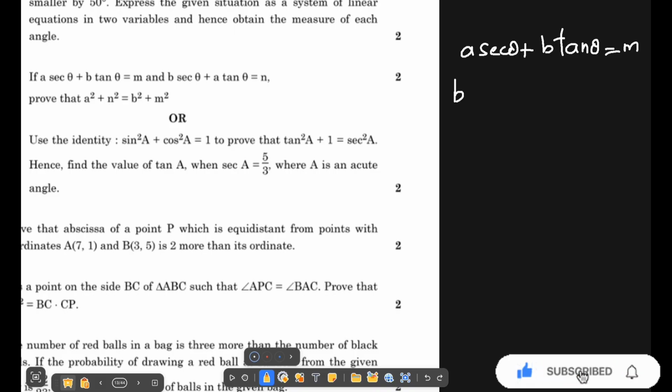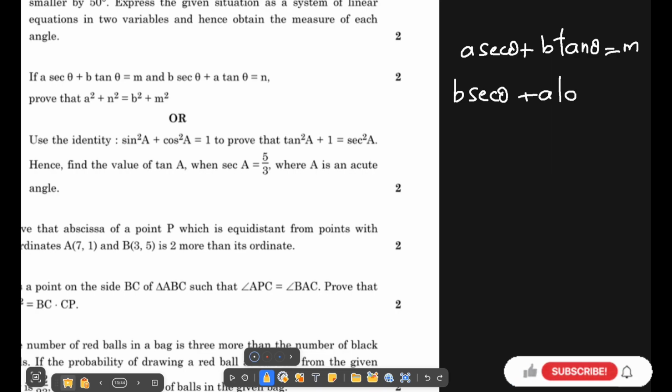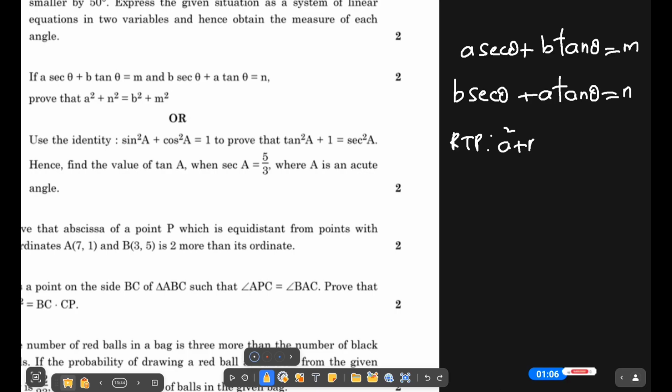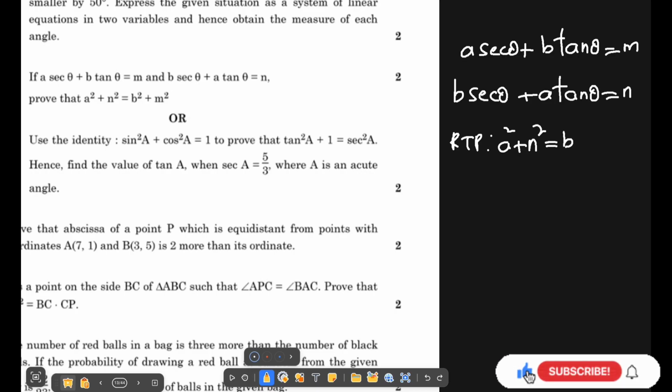Next, b sec theta plus a tan theta is equal to n. So what is required to prove? We need to prove that a square plus n square is equal to b square plus m square.